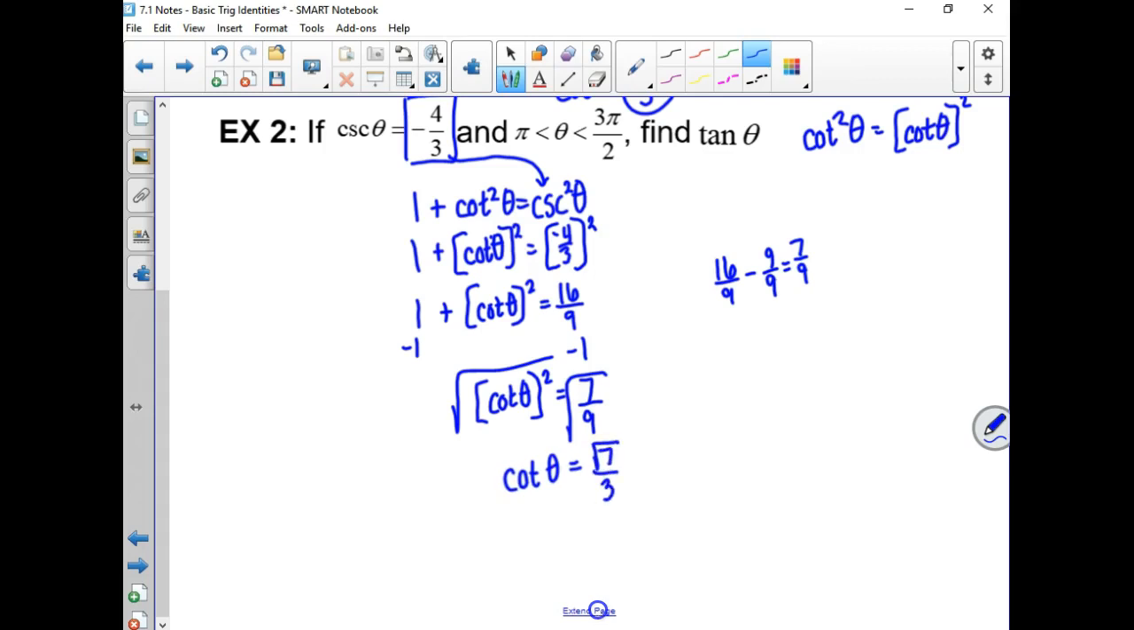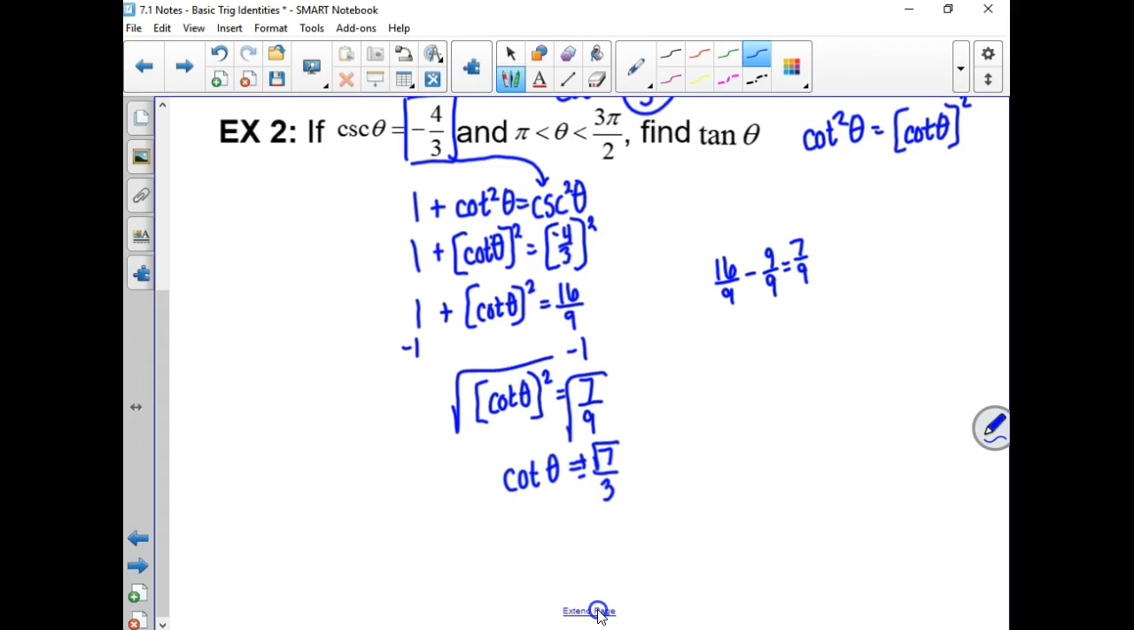And when we square root both sides, we have to put a plus or a minus here, although I'm going to show you what we'll do with that here in a second. Now, this is cotangent of theta. The problem didn't ask us for cotangent of theta. They asked us for tangent of theta.